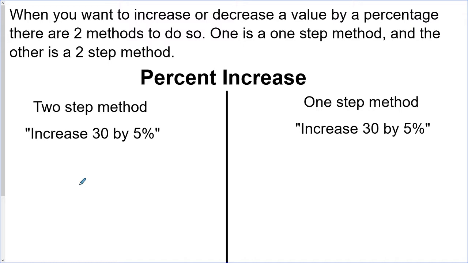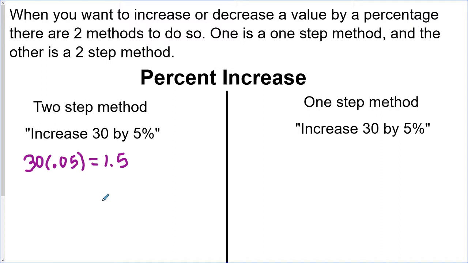The two-step method goes like this. We want to increase 30 by 5%. We're going to take 30, and we're going to multiply it by 5% as a decimal. So we're going to take 5% of 30. We're going to figure out what is 5% of 30. So we're going to do that real quick. What is 5% of 30? 30 times 0.05. That is 1.5. That is 5% of 30.